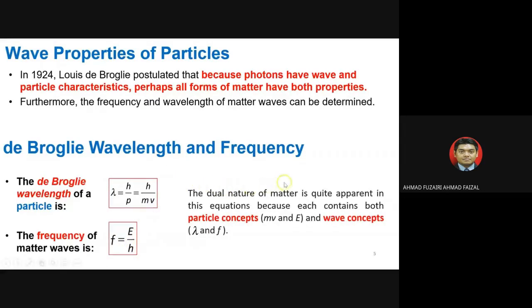The dual nature of matter is quite apparent in these equations because each contains both particle and wave concepts. For the particle concept, we can look at its momentum, or mv, and its energy. And for the wave concept, we can look at its wavelength and its frequency.